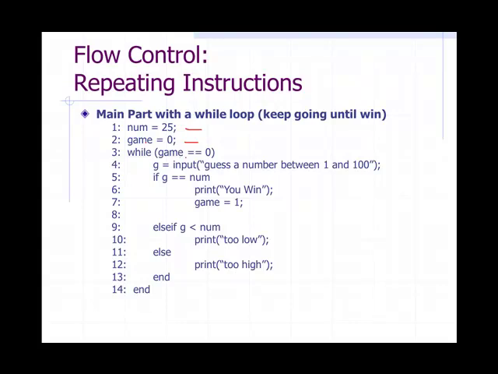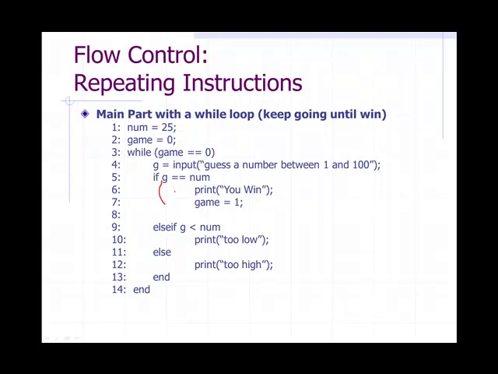So while game is equal to 0, remember the double equals again, right? That means compare. Do all this stuff. So it asks you to guess a number, goes in the variable G. If it's equal to it, it'll print you win, and it'll set game equal to 1. Now, if it did that, when it went through the loop again, it will notice that the variable game had now changed to 1, so it will end the loop and the program will be over.